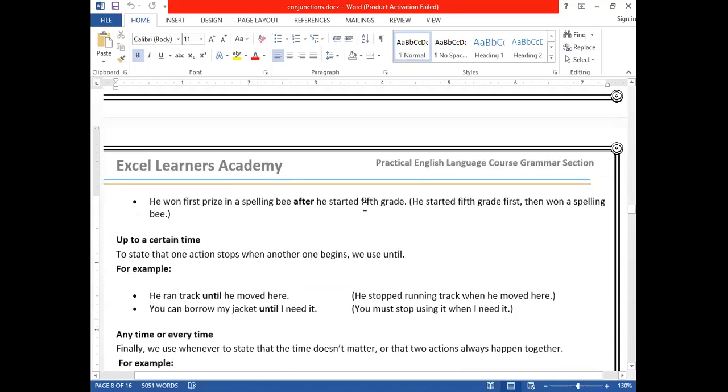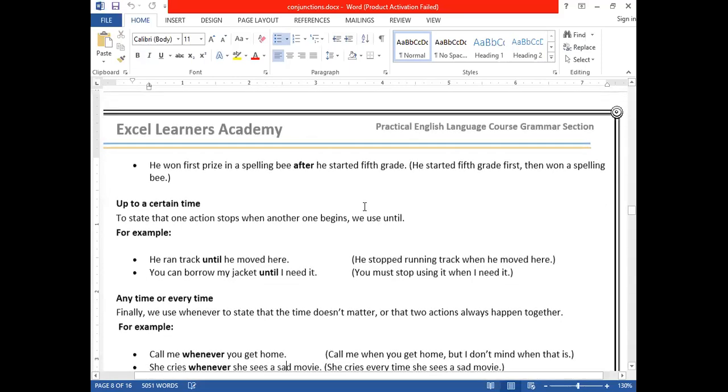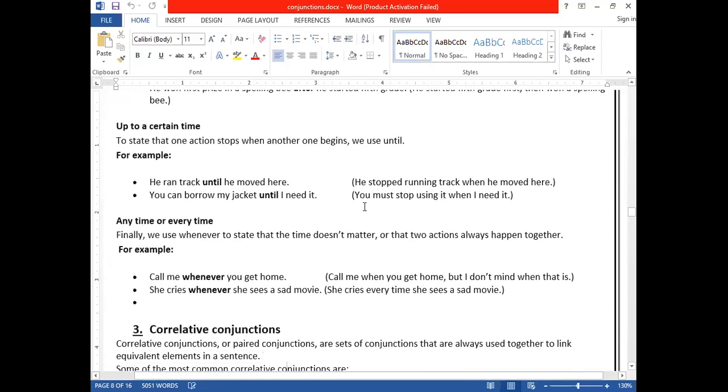Then until, again, to state that one action stops when another one begins. One action stops, like he ran track until he moved here. Clear? Or you can borrow my jacket until I need it. You can borrow. Clear? You people can understand from the examples as well.